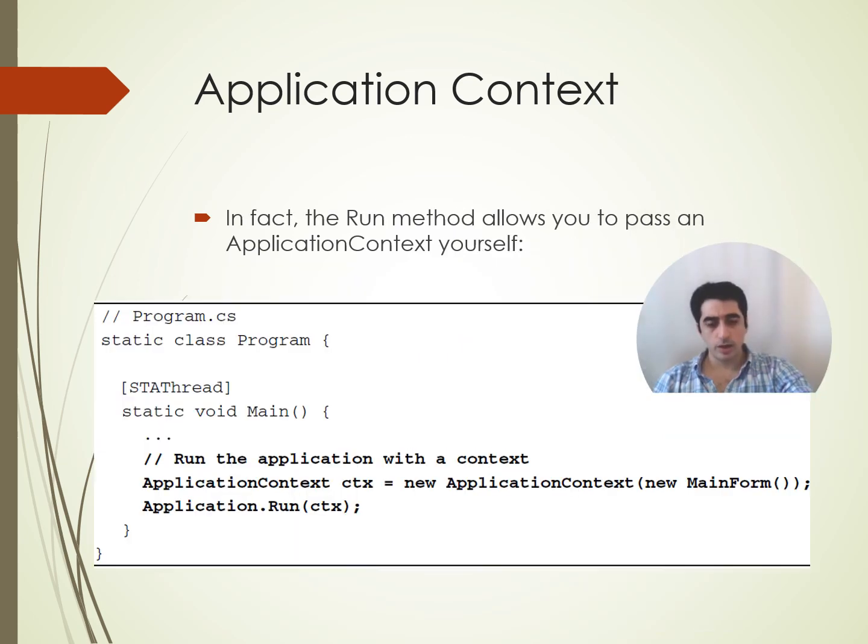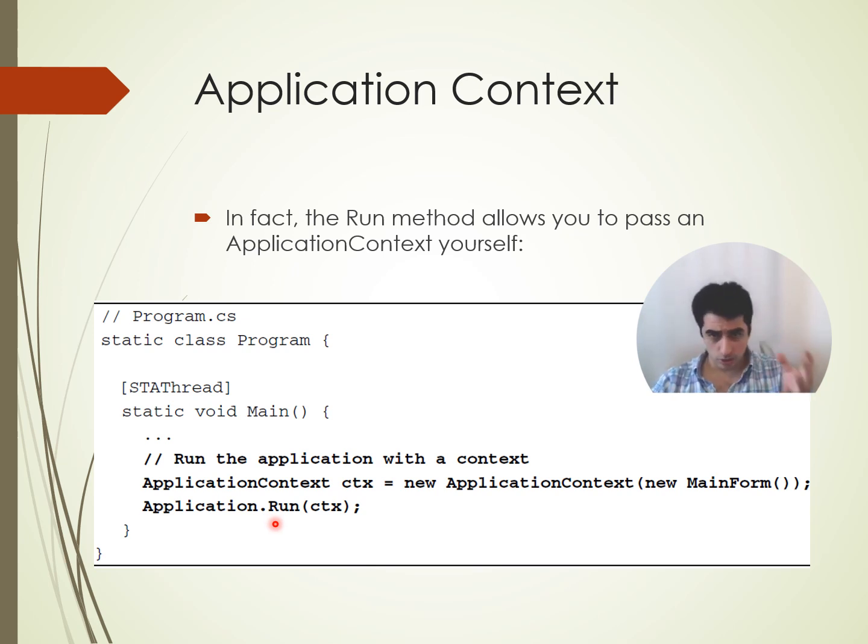Here is the third way of calling the application.run. As you see, first we construct an application context. In this case, I just made it very simple. It's a new object of application context. I use the constructor that gets a form. I pass a new main form object to it, and that context becomes the input parameter of the run method. So that's the other overload of the run.